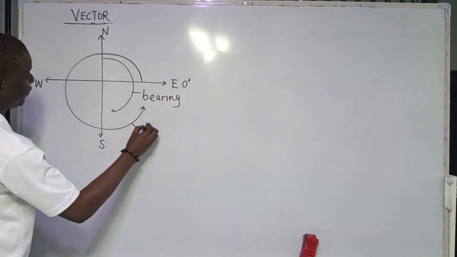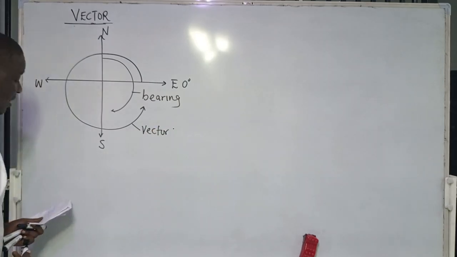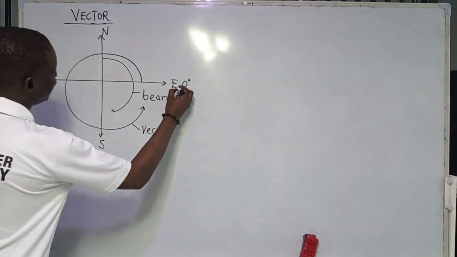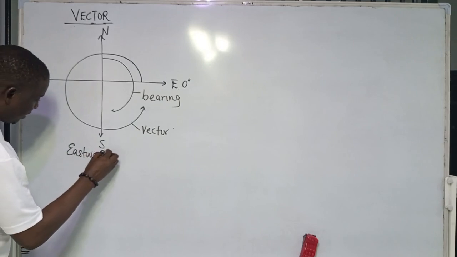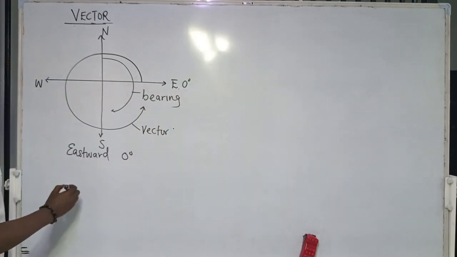Then this arm is the vector rotation. Vector angle rotation is how it can be measured. Now, having known that, the next thing to do is, don't forget eastward. Anytime they mention the word eastward, that means due east. The angle you consider is 0 because that is the starting point.